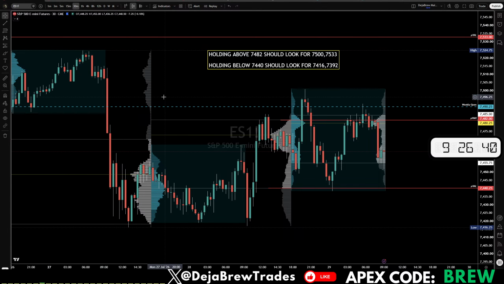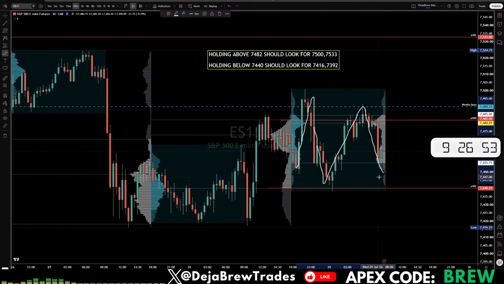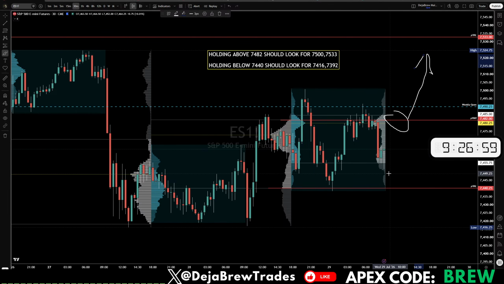But for now, let's take a look at our trade plan here. Last night we said holding above 482 or below 440. That is still the same trade plan for today, because the pre-market is just completely chopping inside of yesterday's value. If we stay above the value high, then obviously we'd look for higher value. If it stays below the value low, we'd look for lower value. But if it stays in between, we just look for rotations.